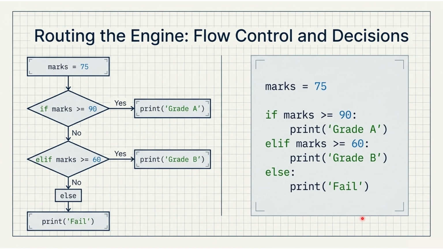So these are conditional statements. If my marks are greater than or equal to 90, you need to print this. And this is the second one: if my marks are not 90, but they are greater than 60, then print. But if these both don't satisfy, then it goes to else.